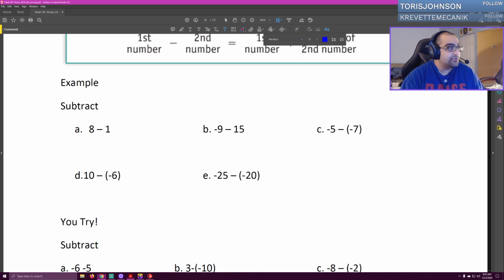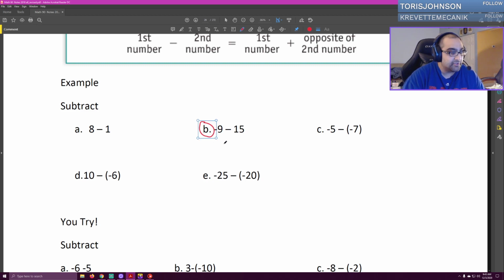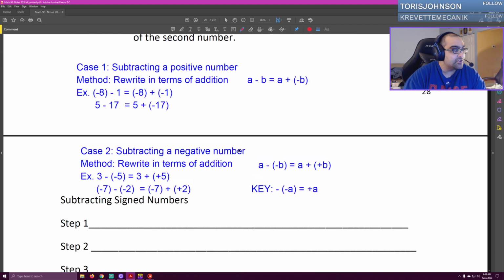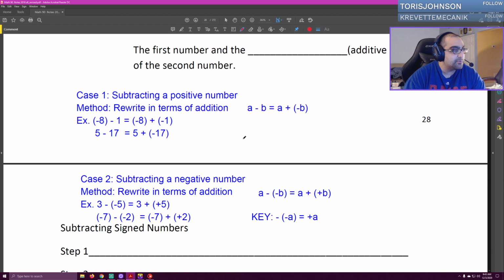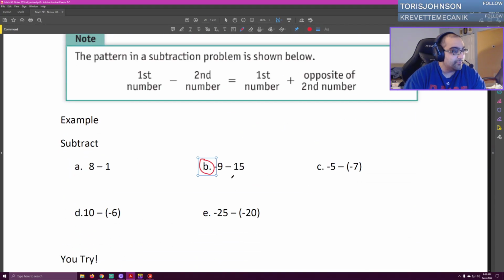So let's start off with some problems. Some of these problems I'm not going to do, obviously, but let's start off with letter B. Let's do this one together. Here we have -9 minus 15. Now, we're not going to guess. Instead, what we're going to do is rewrite the problem in terms of addition. This is the first one where we start by subtracting a positive number. So we have -9 minus 15, and we can rewrite it as -9 plus -15.